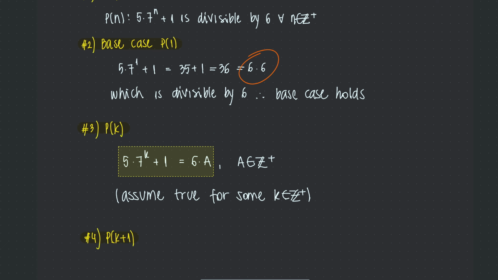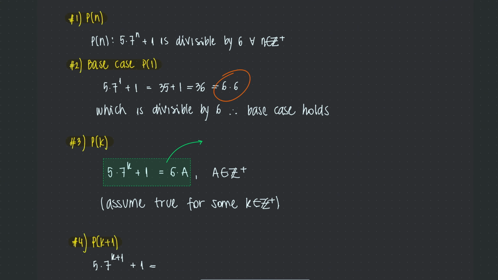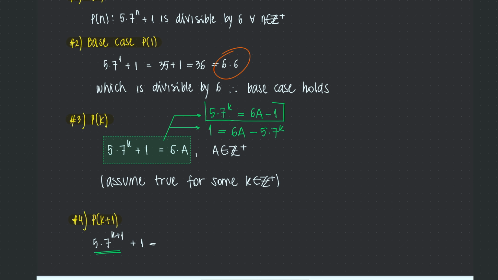We're going to replace our k by k plus 1, and by using this equation right here, which I just colored green, you are going to substitute either 5 times 7 to the k by 6a minus 1 whenever it shows up in this term, or another strategy that also works is to replace this one right here by 6a minus 5 times 7 to the k. Notice that we're using an equation which we are assuming is true. I'm going to select the substitution above, but knowing that using this substitution would also work.